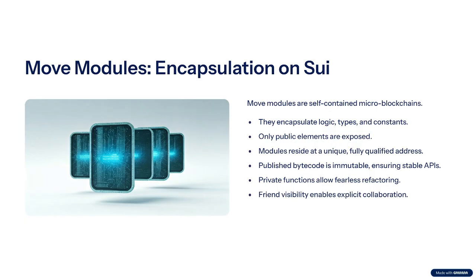Published bytecode is immutable, so a module's public API is a promise you must keep, or version later in a fresh package. By isolating helper functions and raw storage behind private walls, modules let you refactor fearlessly. Outside callers can't poke at half-finished internals. Friend visibility opens a side door only for explicitly named collaborator modules, useful for upgradable patterns. We'll meet it in Module 3.